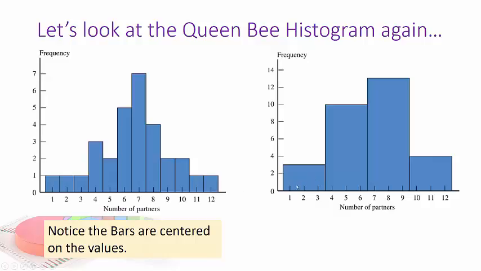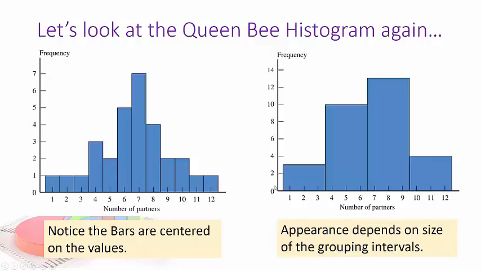But anyways, so you just cut in between. And so this bin covers from 1 to 3 mating partners, 4 to 6 mating partners, 7 to 9. And you can see that the shapes of the distribution are going to depend on how you pick the size of the grouping intervals. Now, another thing you can do is you can use your calculator to create histograms.